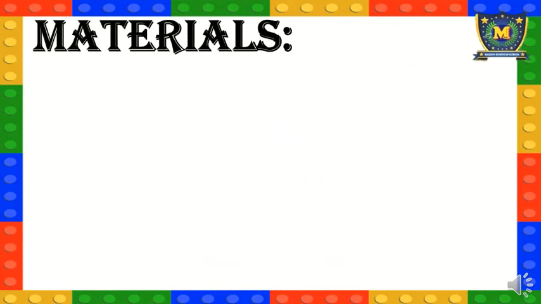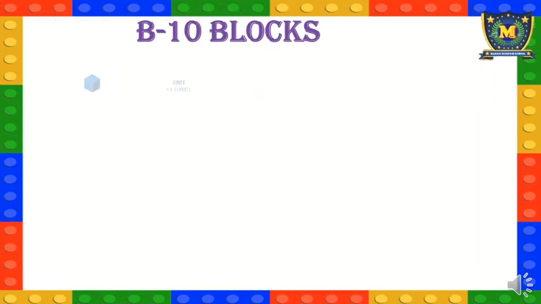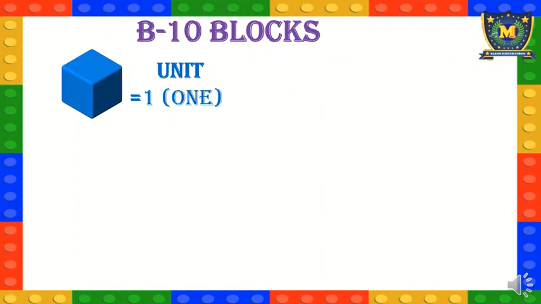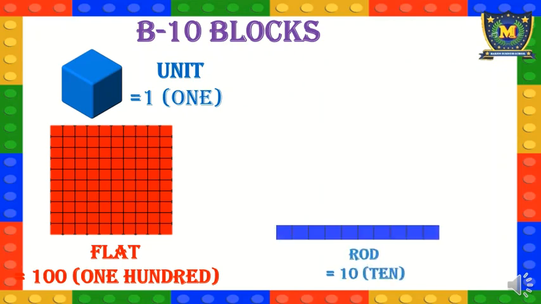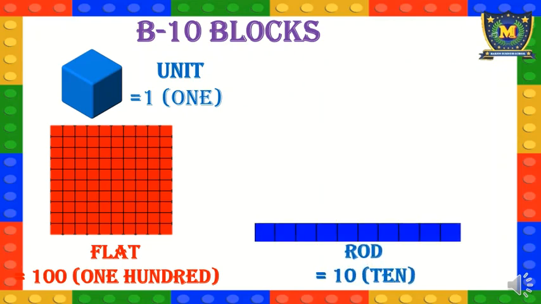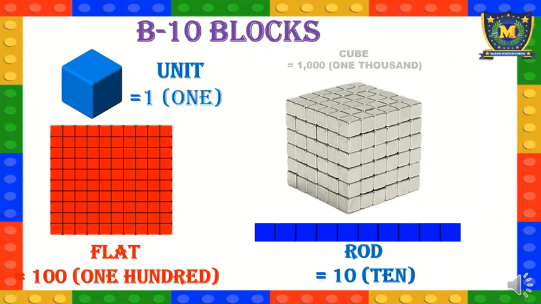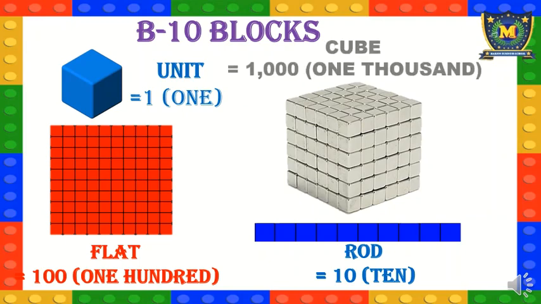Materials. We still need this beading board and our beading blocks. We have here a unit in which one unit is equal to 1, and a flat in which one flat is equal to 100. We have here a rod in which one rod is equal to 10, and for this lesson we need this cube. This is what a cube looks like. One cube is equal to 1000. I repeat, one cube is equal to 1000.